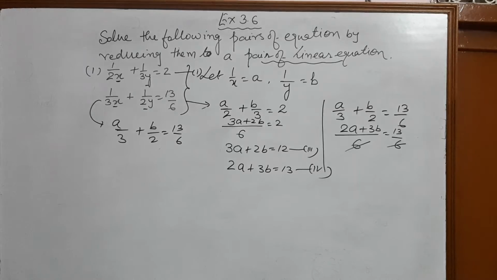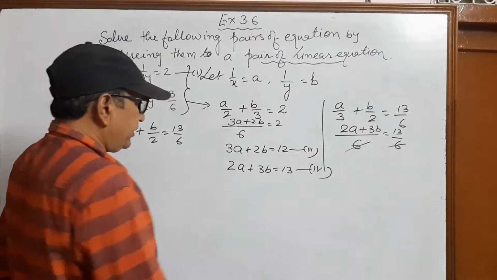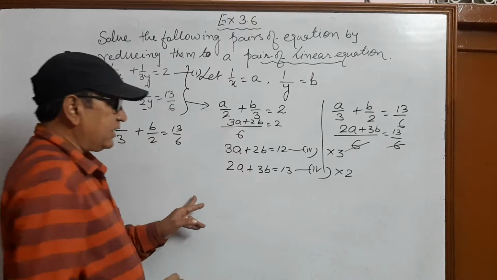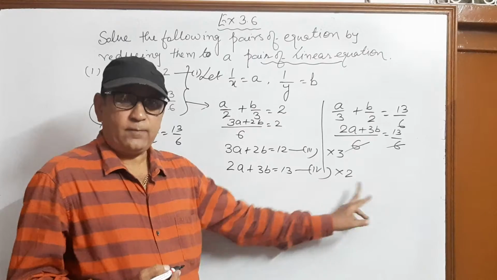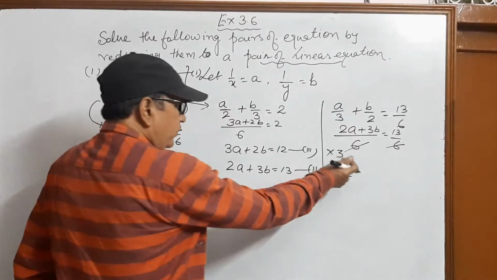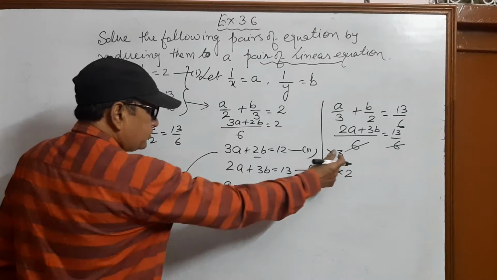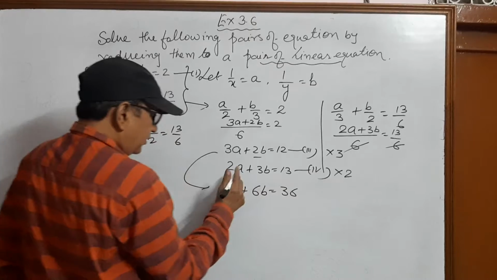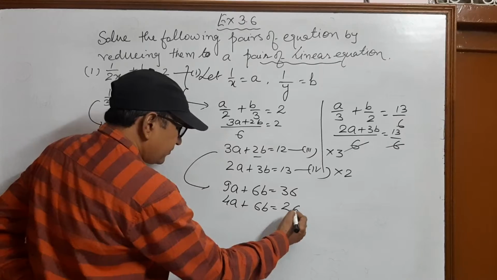Now, as previously, we have solved the equation by the elimination method. We can do it here. Multiply the third equation by 3 and the fourth equation by 2. Clear? Interchange the coefficients so we can cancel them. Now when we multiply, we get 9a plus 6b equals 36, then 4a plus 6b equals 26.